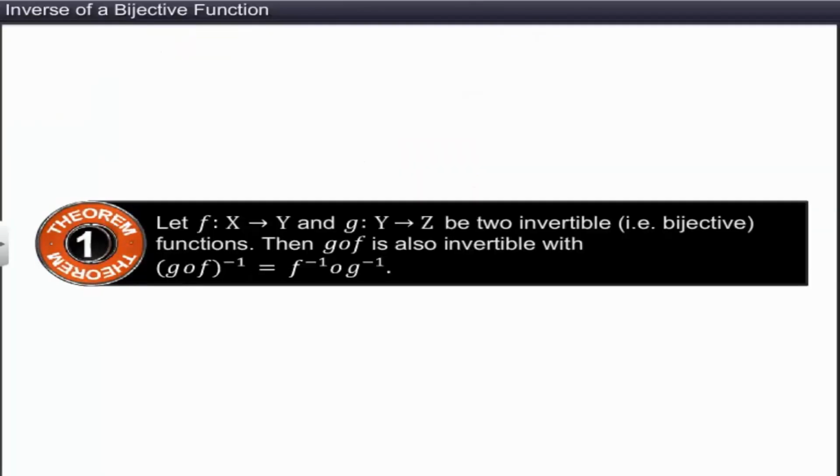Now, let's prove one theorem. Let f and g be two invertible functions from X to Y and Y to Z respectively. Then, the composition of f and g is also invertible. That is, the inverse of the composition of f and g is equal to the composition of the inverse of g and the inverse of f.